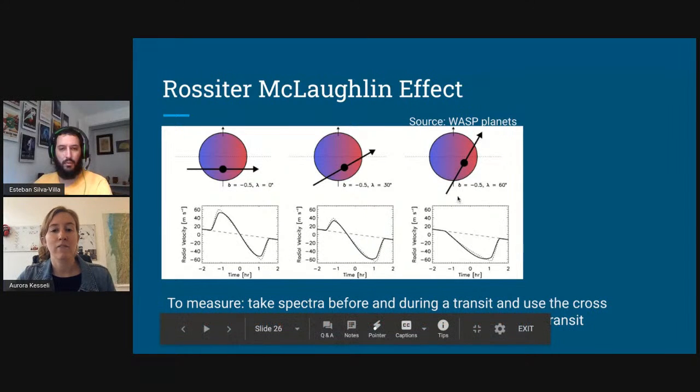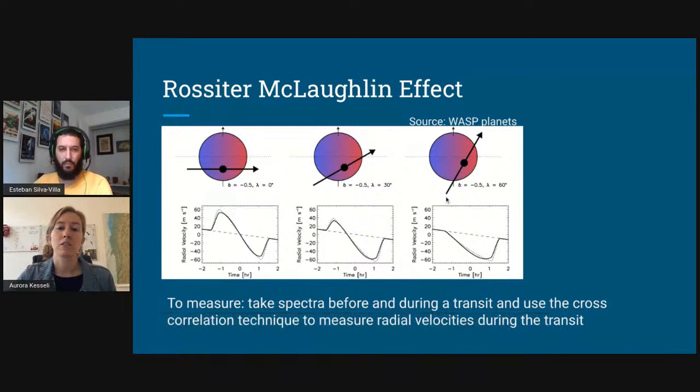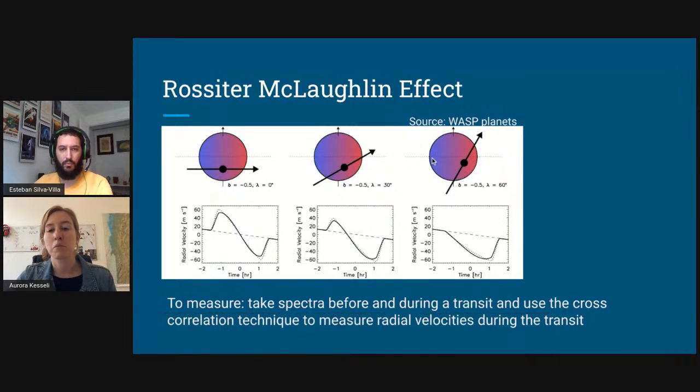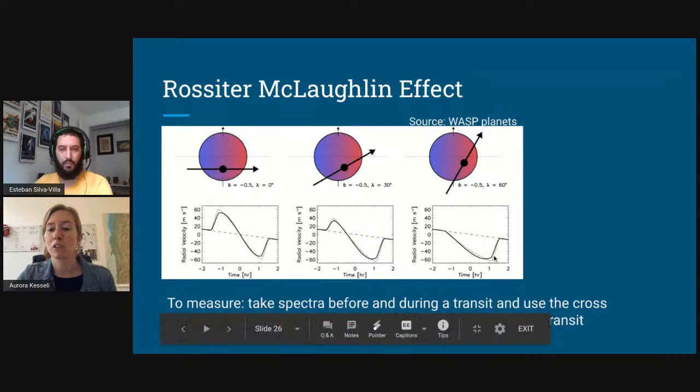And lastly, if the system is even more misaligned, we never get the planet blocking any of the blue light. It's always blocking the red light. And so we always measure a bit of a bluer line. So we get only this dip here.